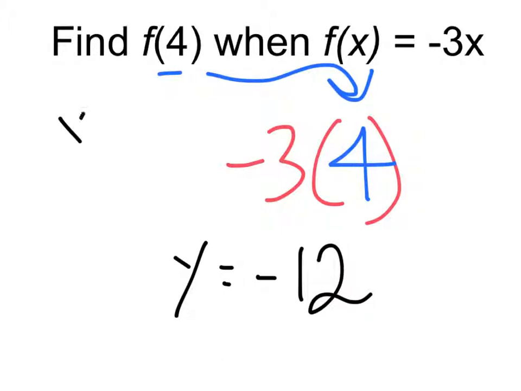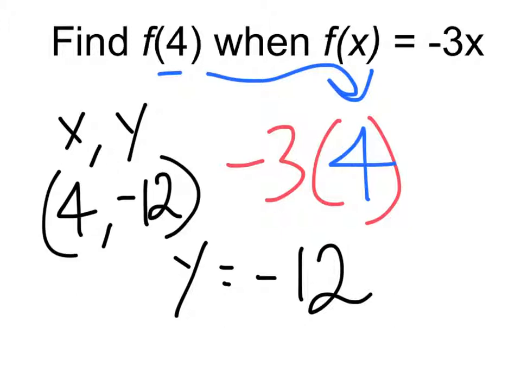And we know that it's always an x and a y, right? So in this case, if the x is 4, y is going to be negative 12, and then we could simply plot that on our coordinate plane. This is our answer.